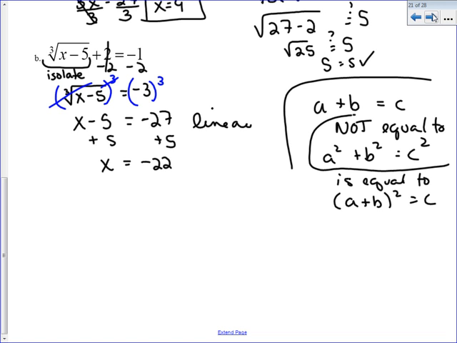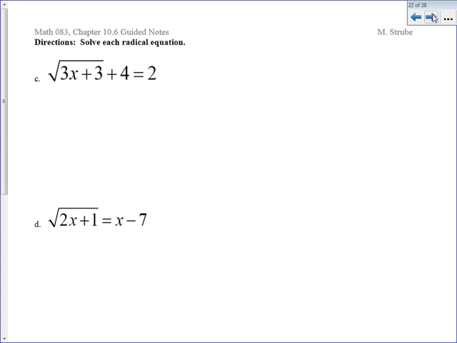Any other questions? All right, so C, we want to solve the radical equation. Am I going to have to worry about checking my answer? Yes, why? Square root. So let's just make a note. So it's a square root. So make sure that we check our answer.